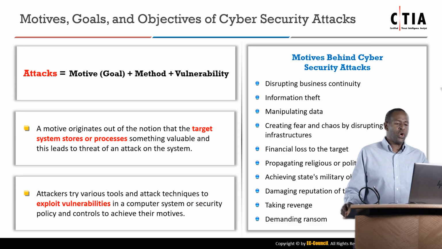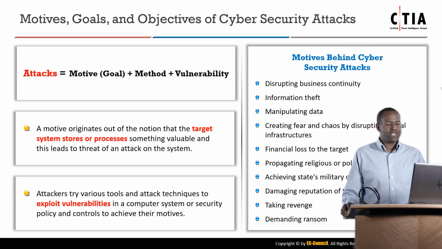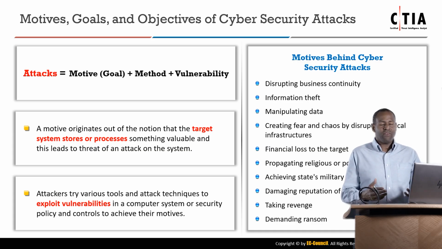Next, we look at motives, goals, and objectives for cybersecurity attacks. So anytime there is an attack, it's going to be a motive or goal, plus a method, plus a vulnerability. Very similar to the triad that we're talking about in the previous slide. So again, we have to have a motive, we have to have a method, and there has to exist a vulnerability. Let's just look at motives for now.